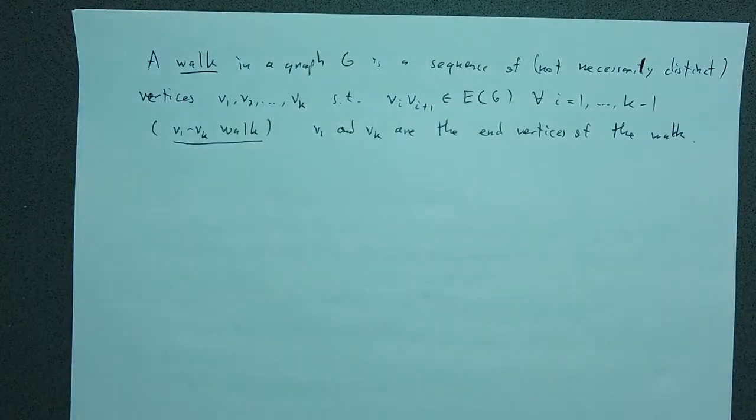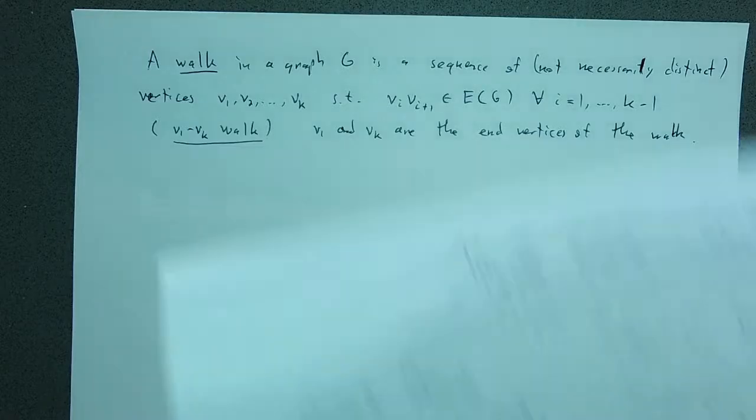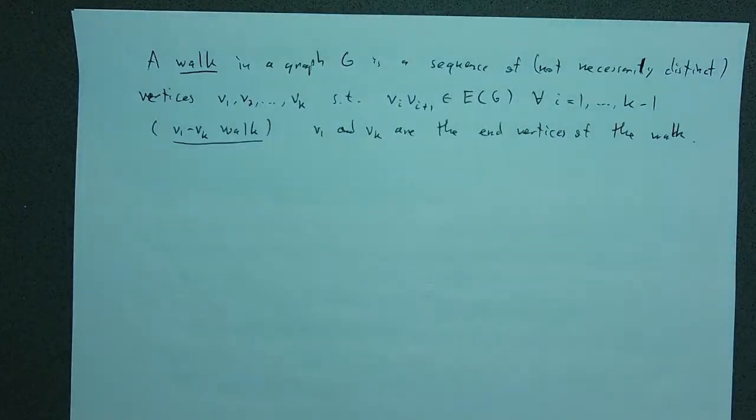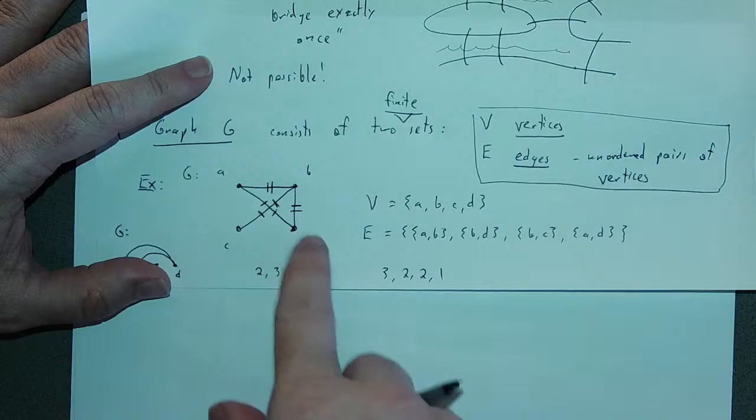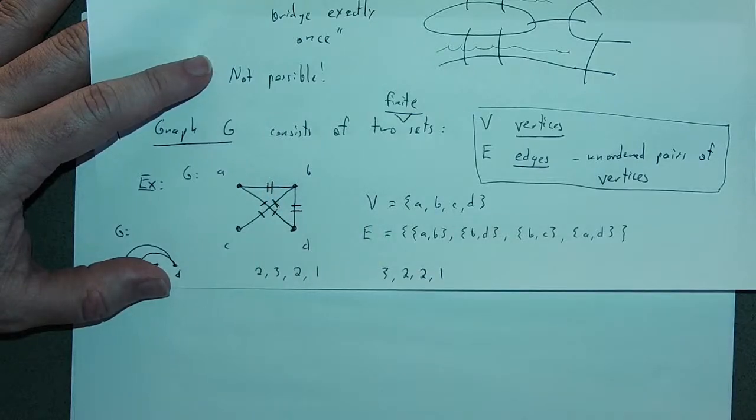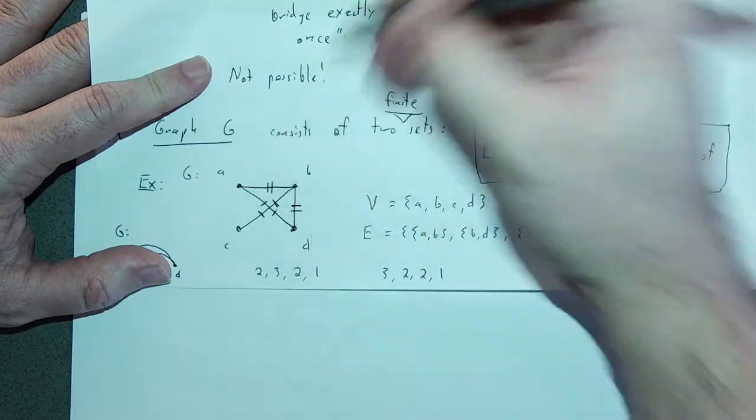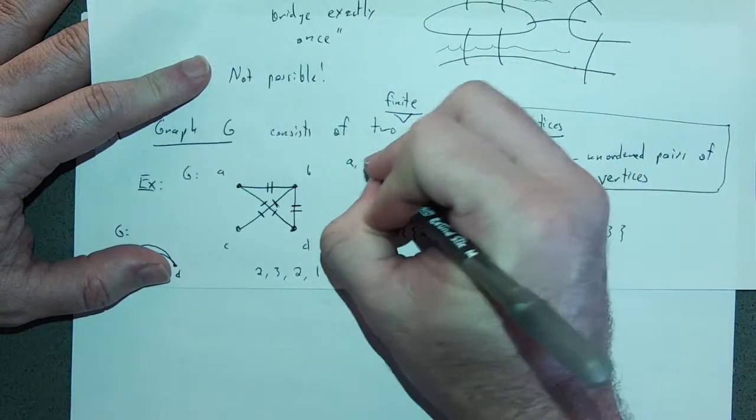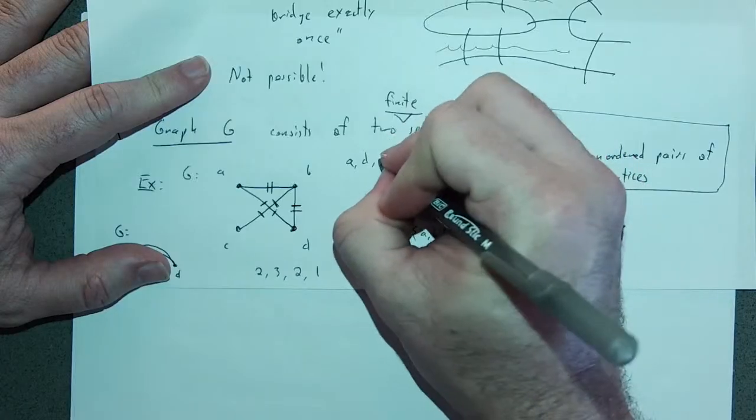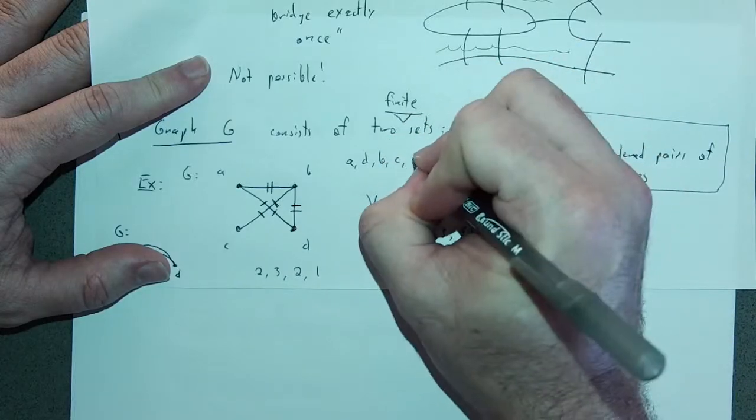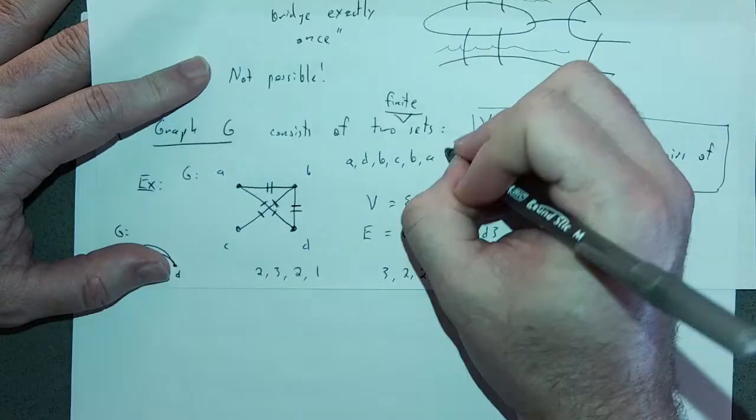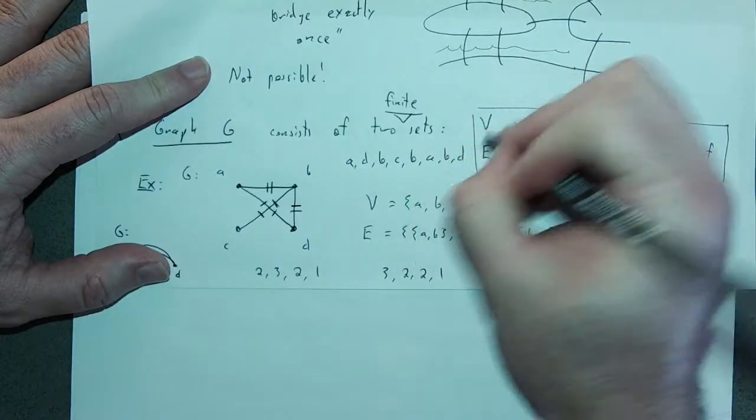Let's again go back to an example we've beaten half to death now, the first graph I drew. I'm going to draw a better, bigger example when we talk about these other things in a second, but I'm just going to use this for now. So for instance, what would a potential walk be like here? Maybe my walk is A, D, B, C, B, A, B, D.